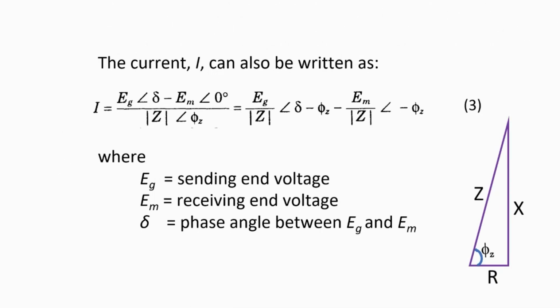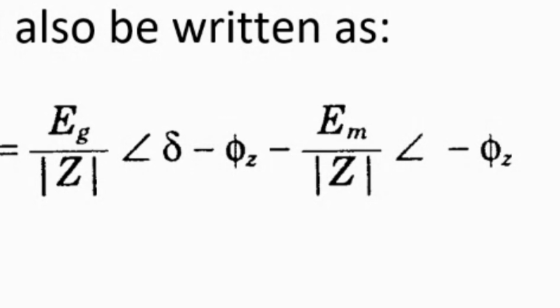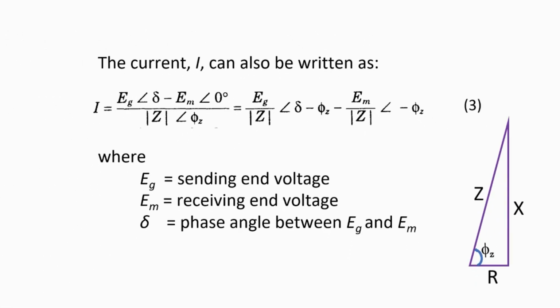This can be simplified by dividing each term by the Z. So you have Eg divided by the magnitude of Z, and for angles, divide them, subtract them. It will be delta minus phi Z. The other part will be Em divided by the magnitude of Z, and the angle is zero minus phi Z, which is minus phi Z. This is the simplification of the formula for I. What we need is only this simple expression of Eg minus Em divided by Z. We put for each one of them the magnitude and angle.